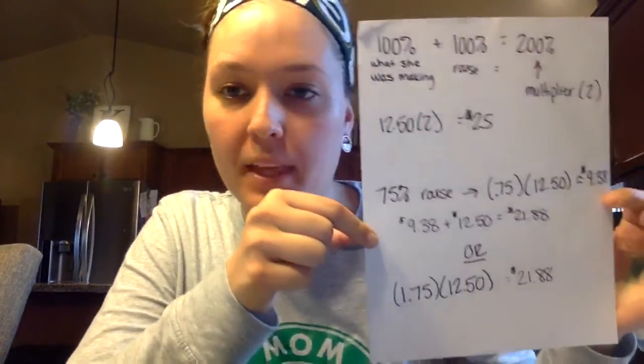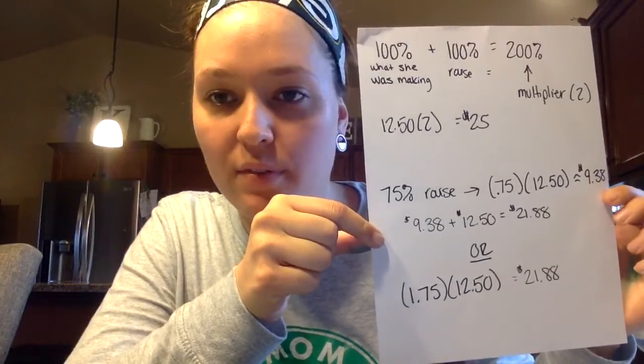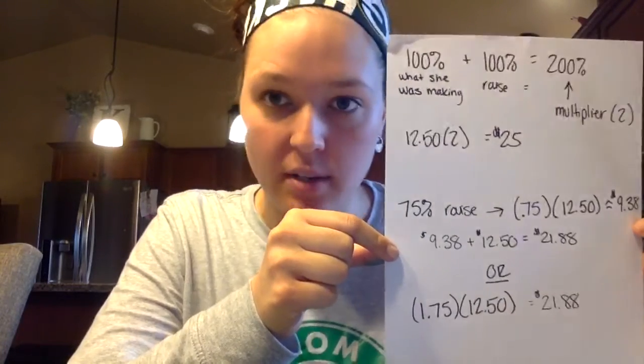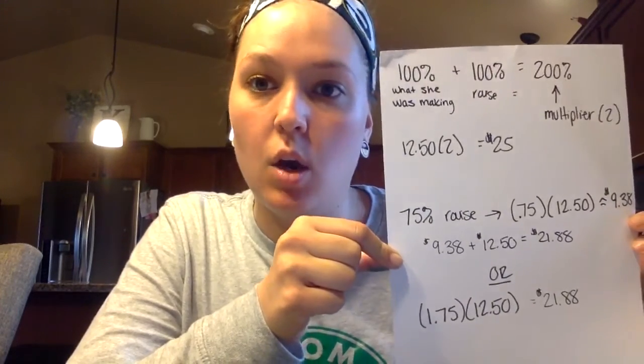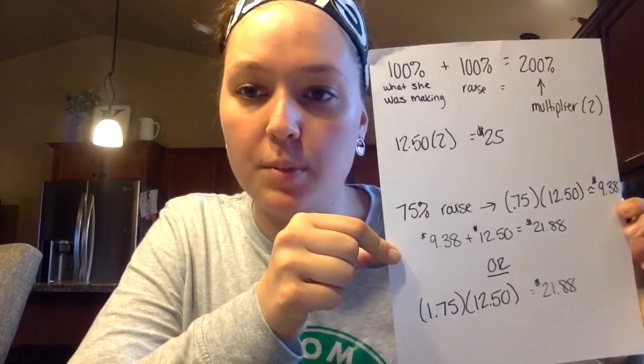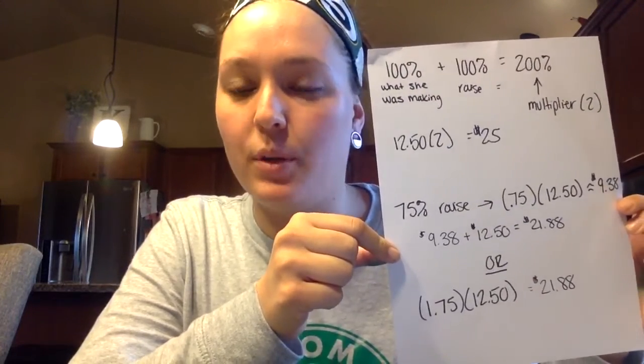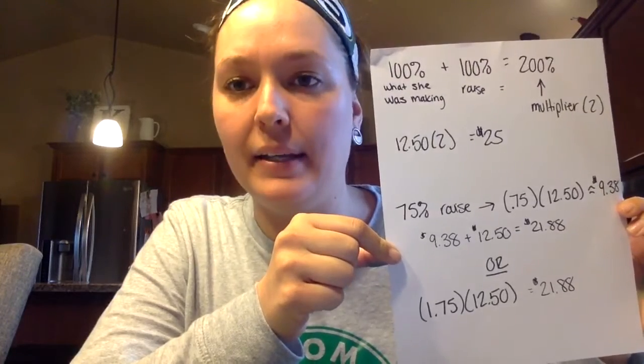Second way to do it is take the multiplier of 1.75, the 1 representing the 100% that you're keeping, the 0.75 representing the 75% raise. So the new multiplier could be 1.75, and you multiply that by $12.50, which was her hourly pay, and you end up with $21.88. Okay, 2 different multipliers, same answer.